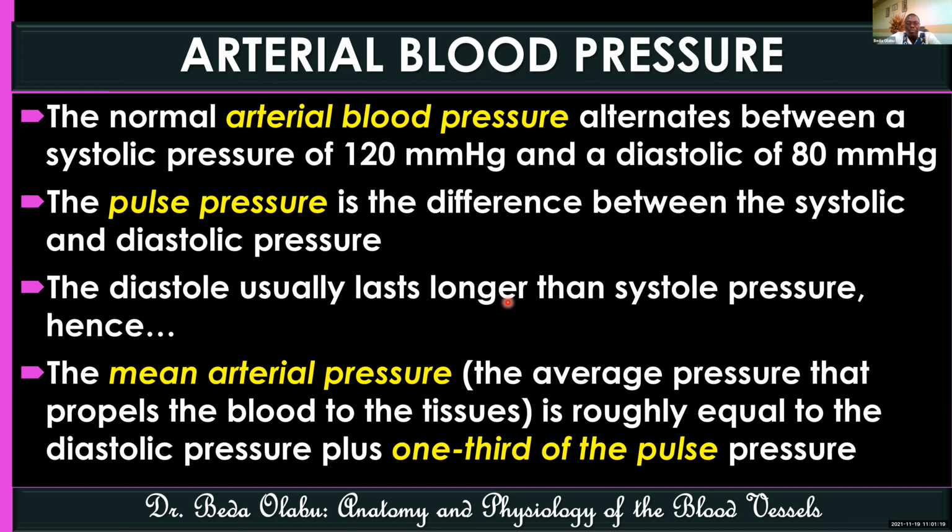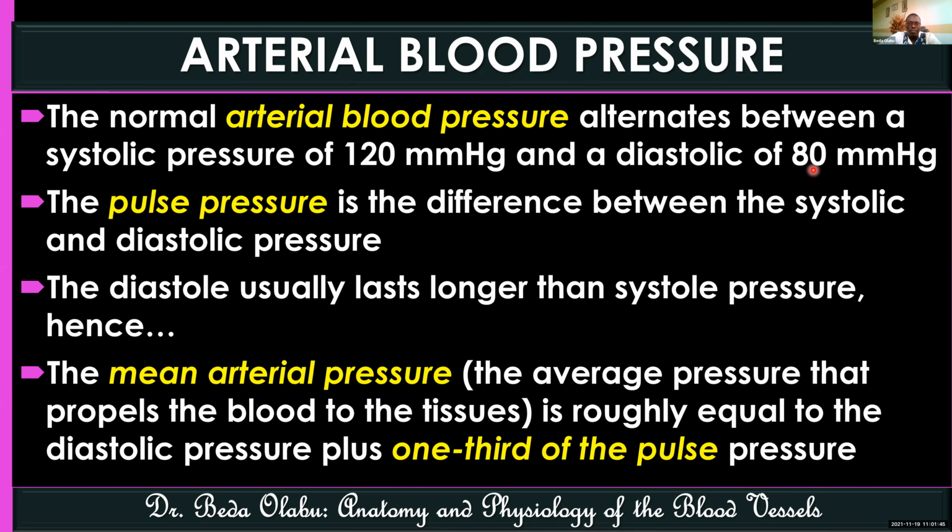If you want to calculate the mean arterial pressure, you take the pulse pressure divided by 3. So that 1/3 of the pulse pressure, you add it to the diastolic pressure. And that will give you the mean arterial pressure. So you can try that one here.